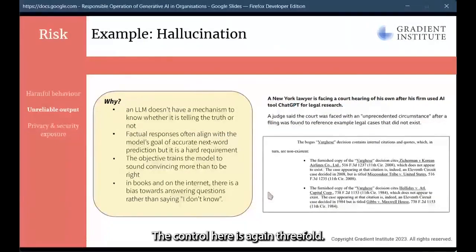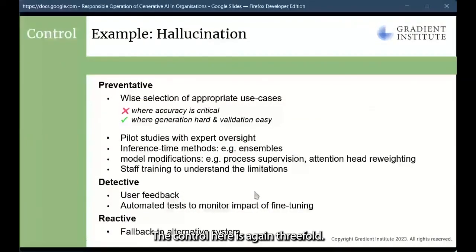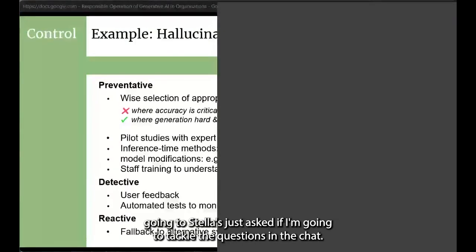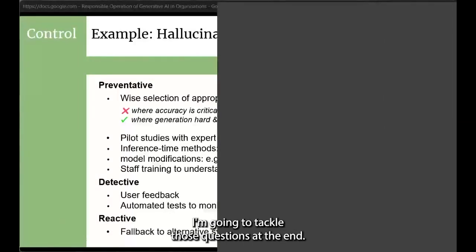The control here is again threefold. Sorry, Stella's just asked if I'm going to tackle the questions in the chat. I'm going to tackle those questions at the end, if that's all right.